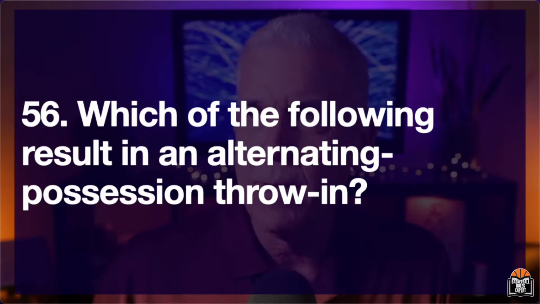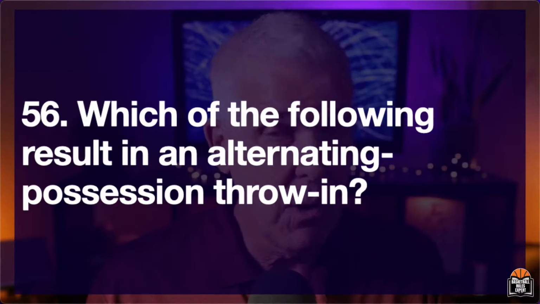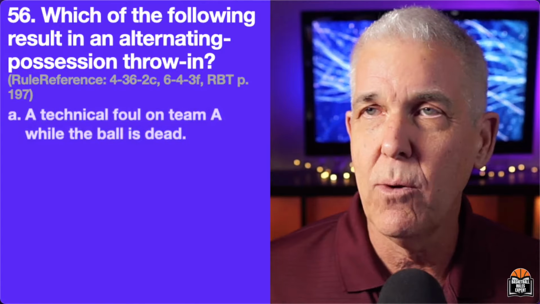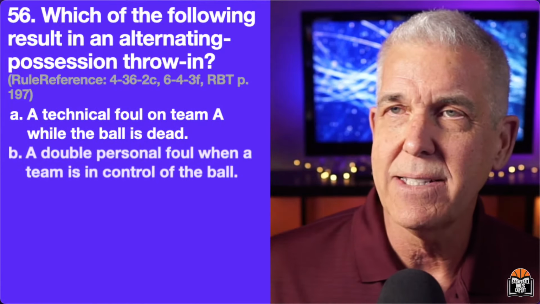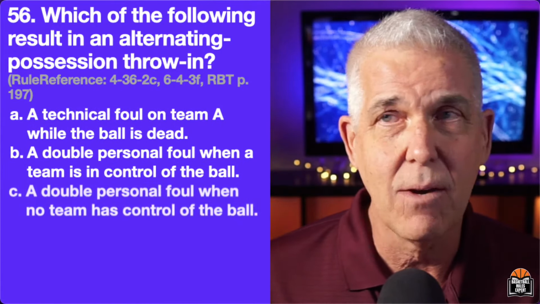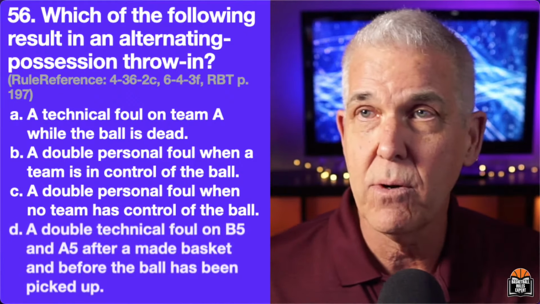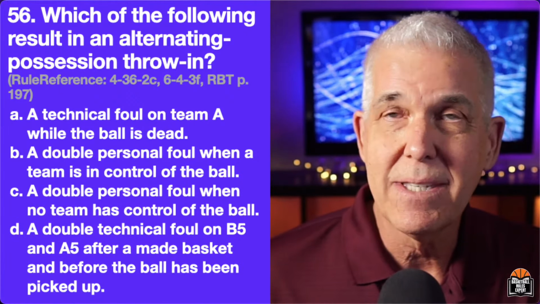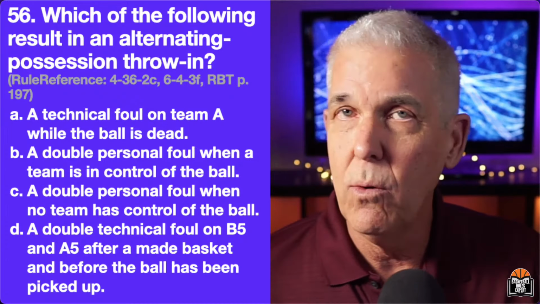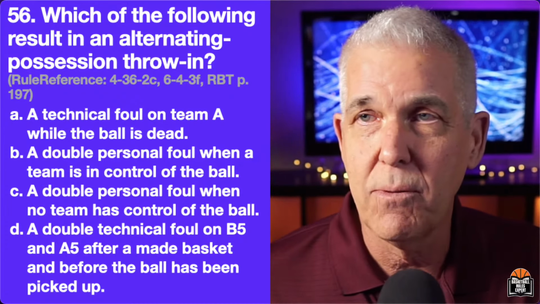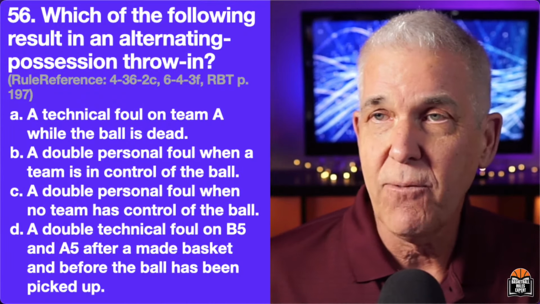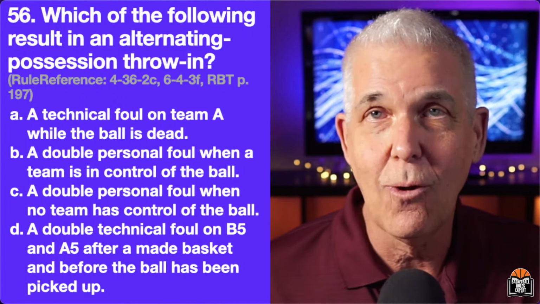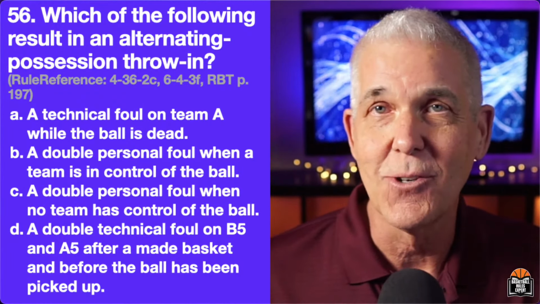56. Which of the following results in an alternating possession throw-in? Good question. Which of these results in an AP throw-in? A, a technical foul on Team A while the ball is dead. That does not result in an AP throw-in. B, a double personal foul when a team is in control of the ball. No, that would go to the team that was in control of the ball. D, a double personal foul when no team has control of the ball. That's our correct answer, right?